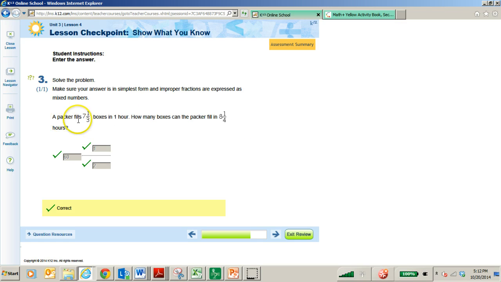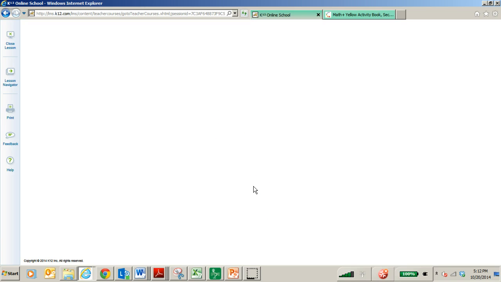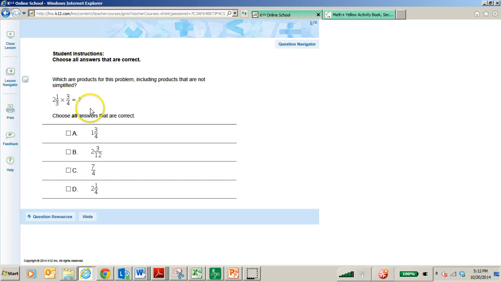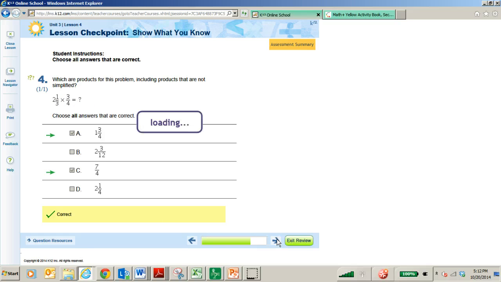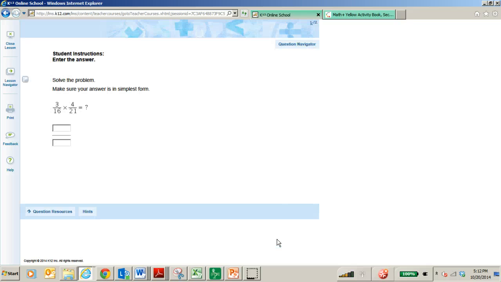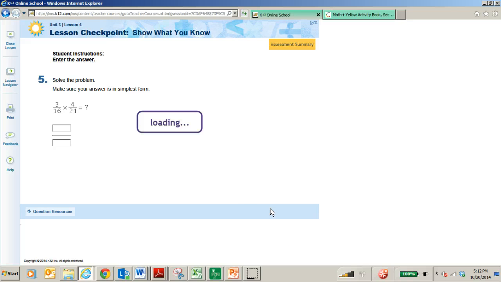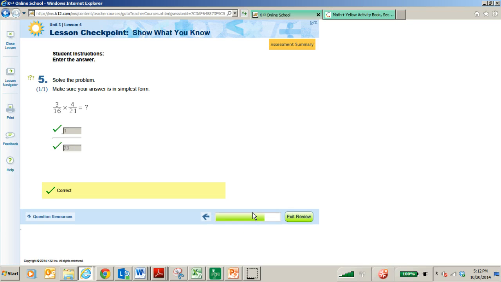A packer fills 7 1/3 boxes in 1 hour. How many boxes can the packer fill in 8 1/4 hours? So we have 7 3/4 times 8 1/4. And there's additional problems. Like I said, there are not models included with these, but it is okay to show those models. And you will notice that some of them, like the previous question, had multiple answers. There was more than one correct answer.